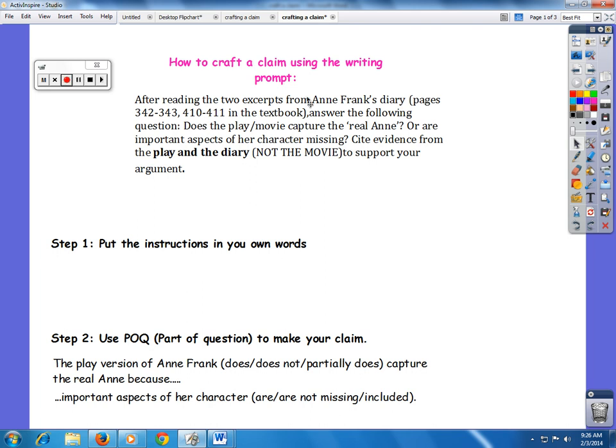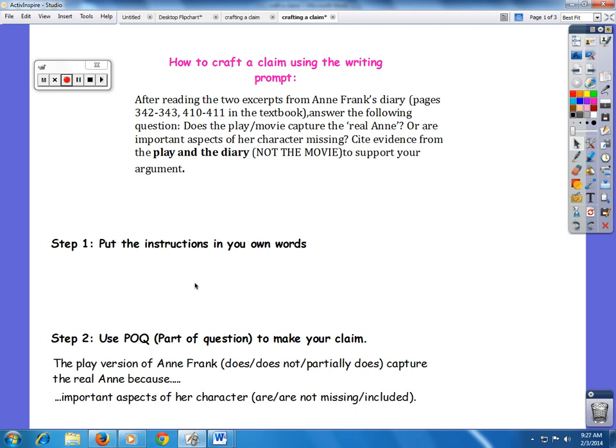After reading the two excerpts from Anne Frank's diary, answer the following question. Does the play movie capture the real Anne, or are important aspects of her character missing? Cite evidence from the play and the diary to support your argument. So first we need to put the instructions in your own words.